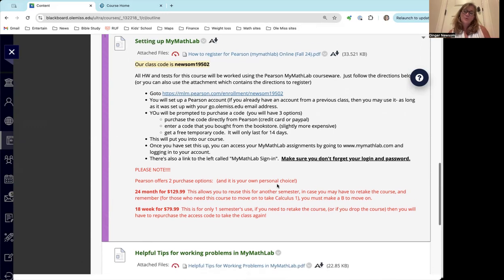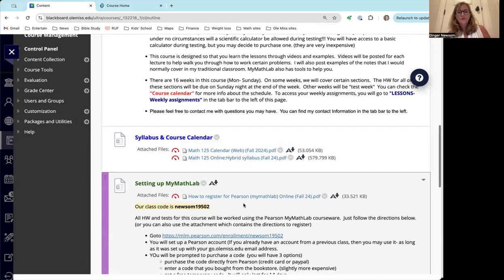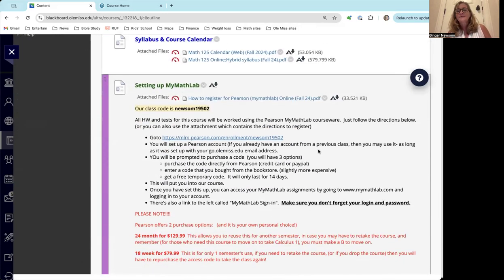Okay? So once you do that, with Pearson, I will say you might have to set up an account if you don't have one. It needs to be with your Ole Miss email. So if you have an account with Pearson from high school, you want to set up a new account. But if you already have an account with the university, like for a biology course, you can use the same account and just sign up for your class on that.